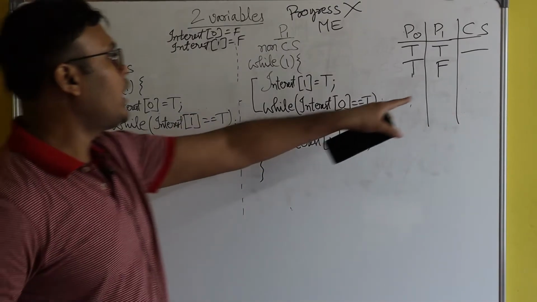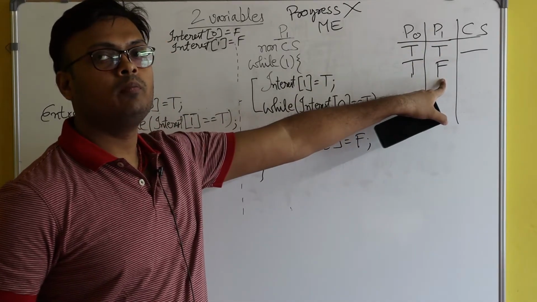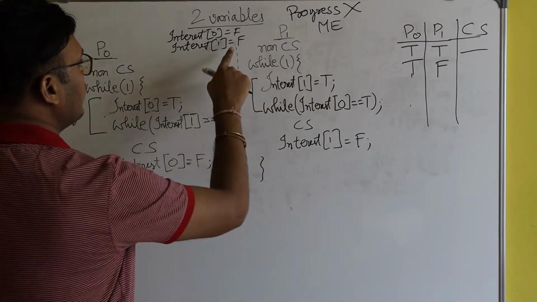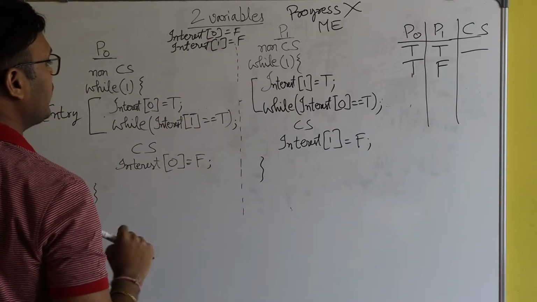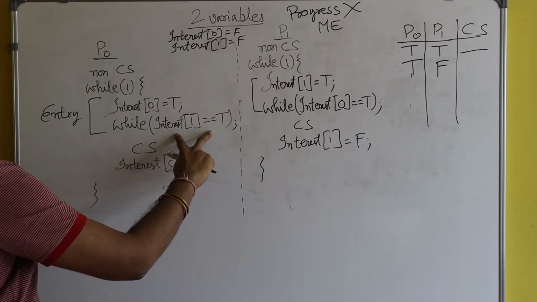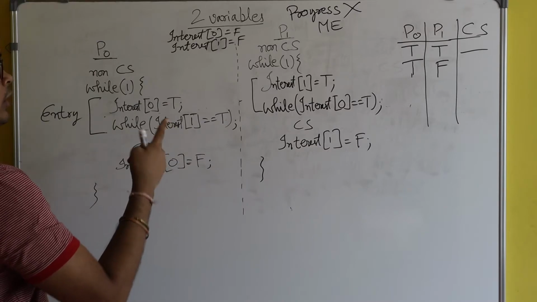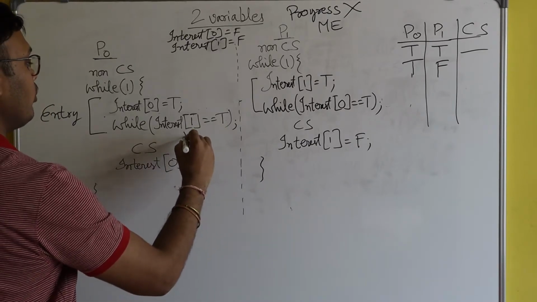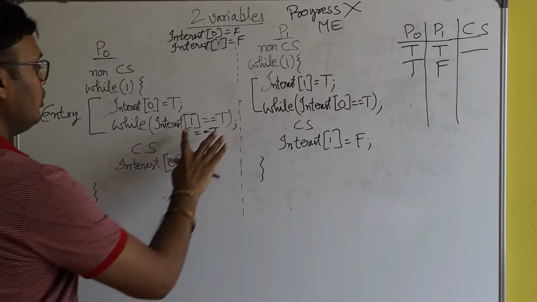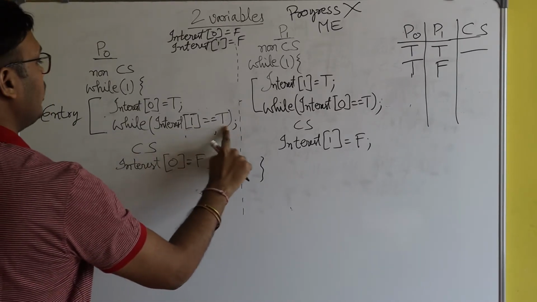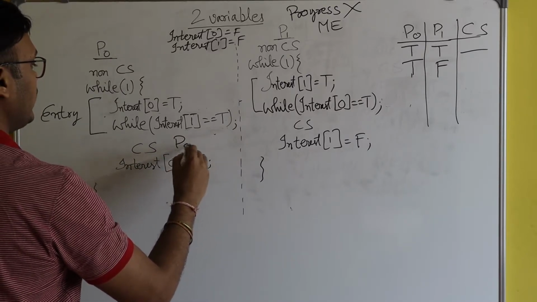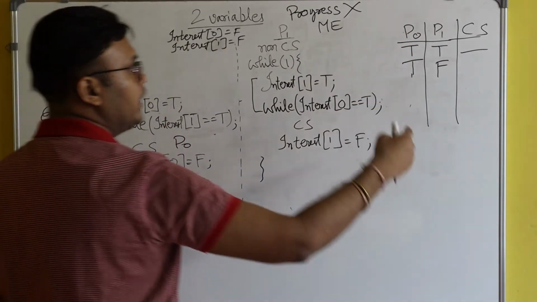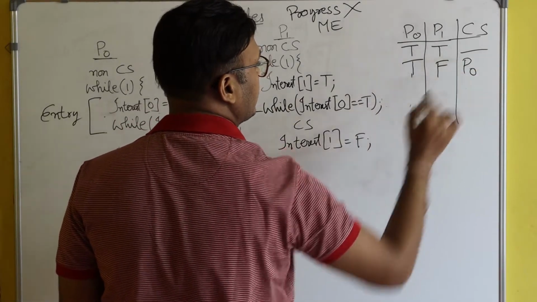So now here you see I have written false under P1. It means P1 is not interested to enter inside the critical section. So that's why interest of 1 should be false, because P1 is not interested to enter inside the critical section. So this condition is false: interest 1 is false, but the condition is interest 1 equal to true. It means false is equal to true. So this condition is false, so the while loop will be broken. Since the while loop will be broken, now P0 could enter inside the critical section. So here you can see when P0 is interested, then P0 can enter inside the critical section.